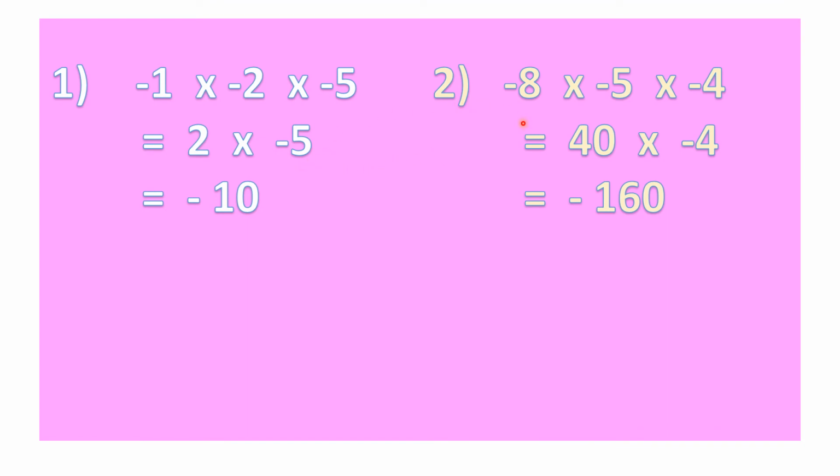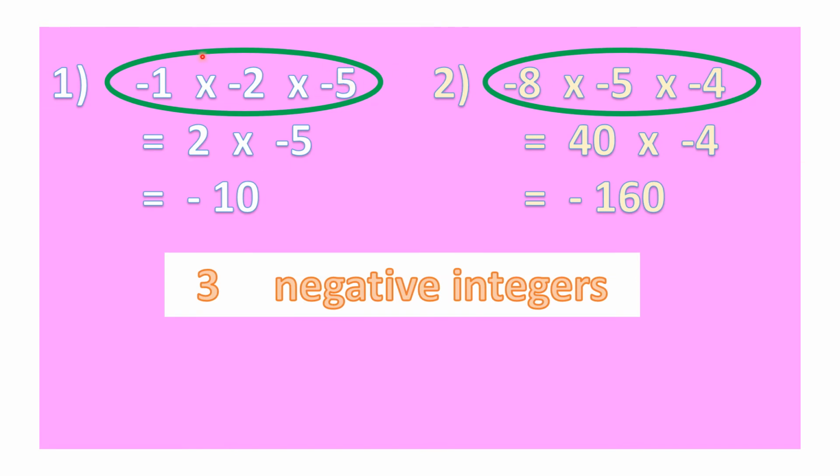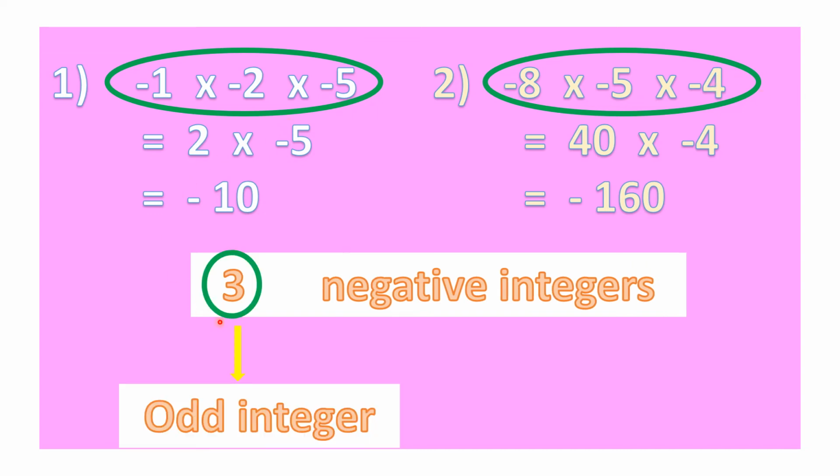In this question and in this question, there are 3 negative integers in the question and 3 negative integers in the question. So they both have 3 negative integers, right? Here it's minus 1, minus 2, minus 5. Here in this question, it is minus 8, minus 5, minus 4. Now, look at one common thing. 3. 3 is an odd integer, right? We know that 1 is odd, 2 is even. 3 is odd, 4 is even. So 3 is odd integer, right?